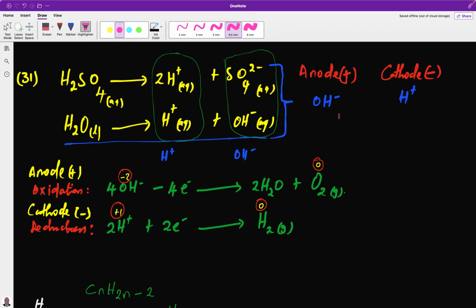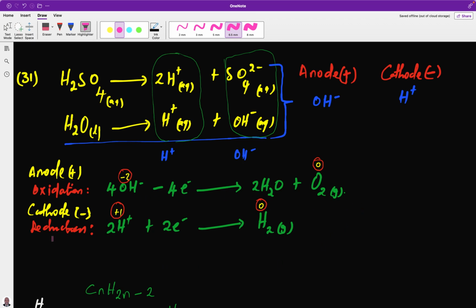Now these are the only two ions that are involved, at the anode and at the cathode. At the anode, there is going to be oxidation because the OH ion is going to be oxidized. How is it going to be oxidized? It is going to lose electrons, resulting in water and the oxygen that is being released. That is the equation there.